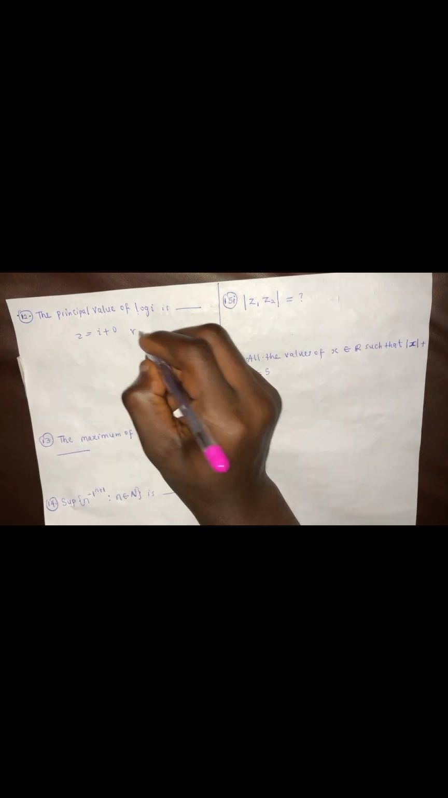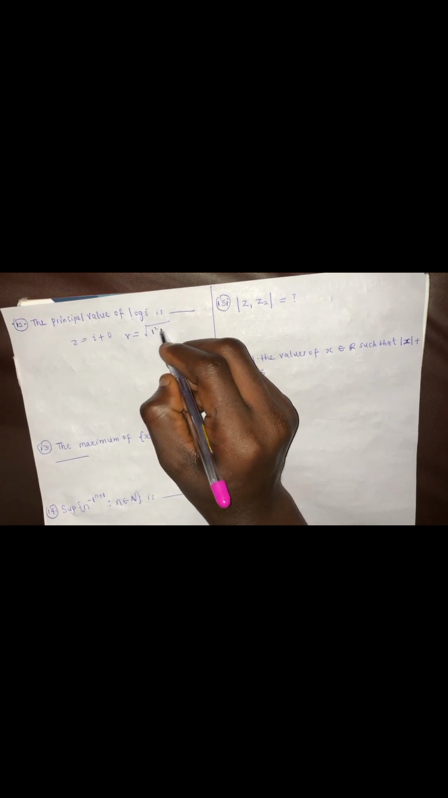If that's the case, our modulus is going to be the square root of 1 squared plus 0 squared, which is the square root of 1, which is 1. Are we seeing that? Now what about the argument? If you observe, it's just i.